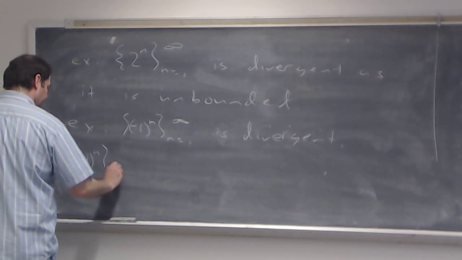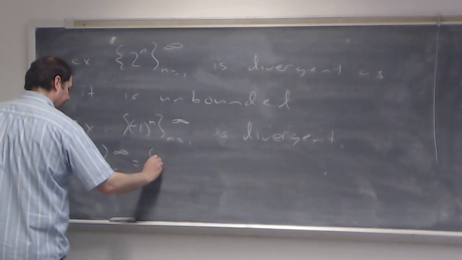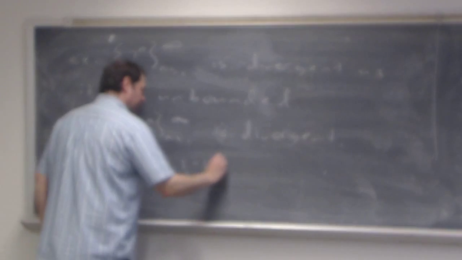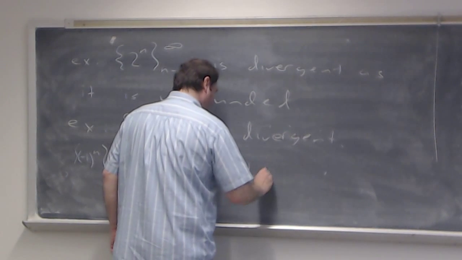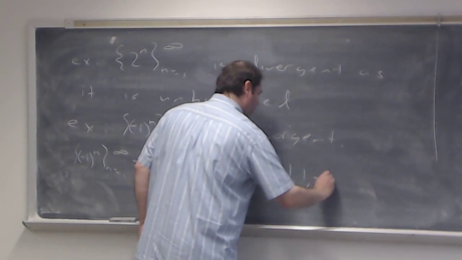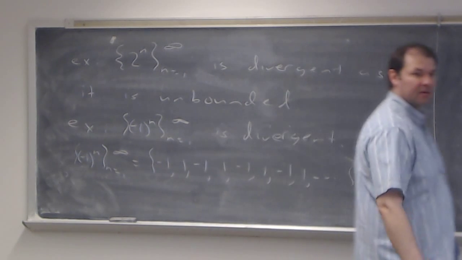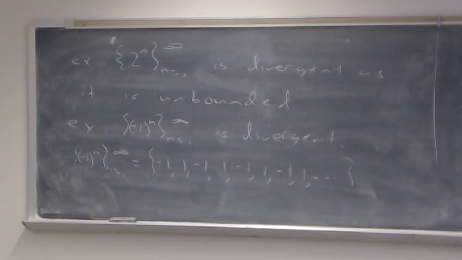We've done this before. What's the first term? And then 1, and minus 1, and 1, minus 1, and 1, minus 1, and 1, and so forth. Okay. So can you give me a subsequence that converges to something, and then another subsequence that converges to something else?